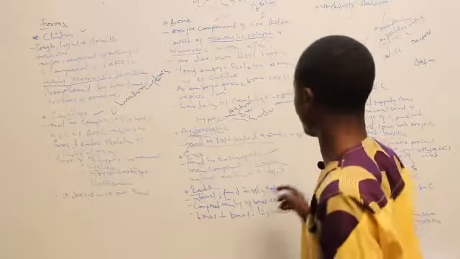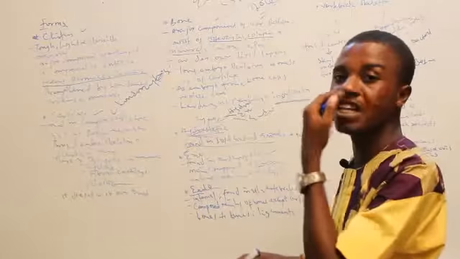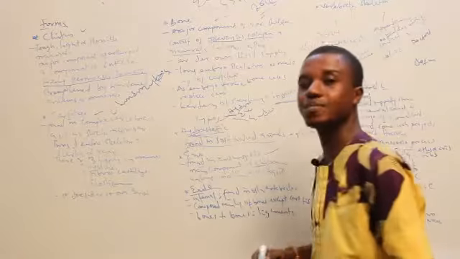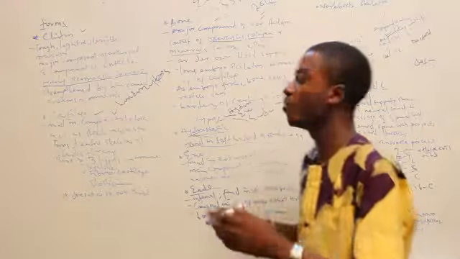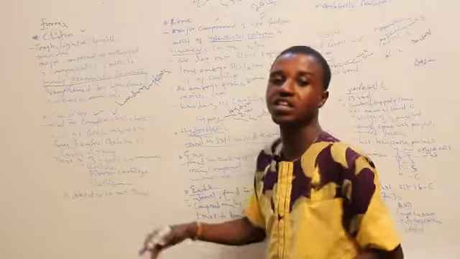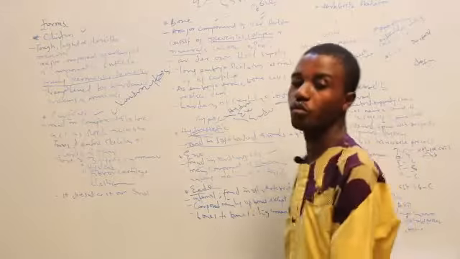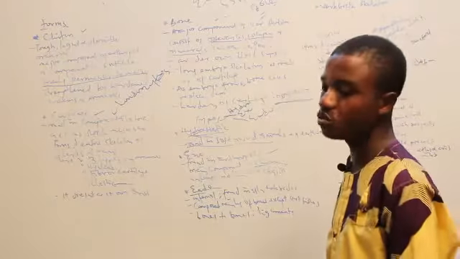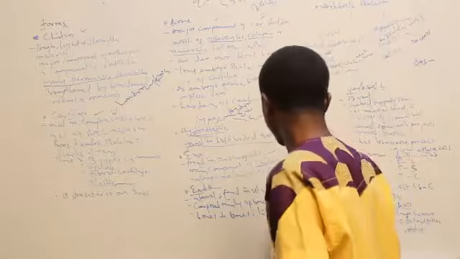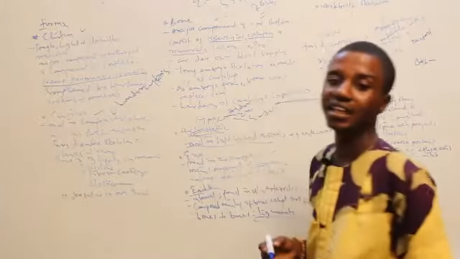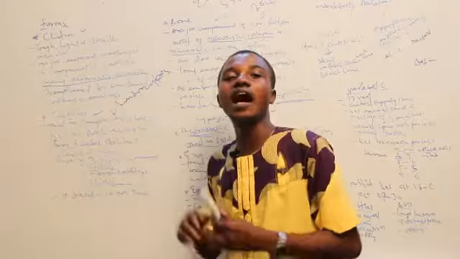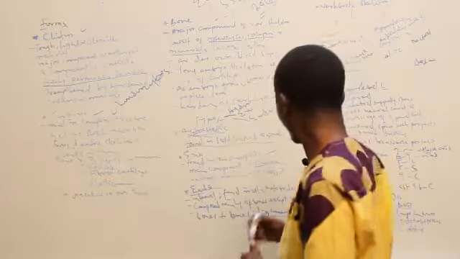Endoskeleton is an internal skeleton. It's found in all vertebrates. It is composed mainly of bones, except in cartilaginous species like the ray and the shark. Bones are attached to bones by means of an elastic fiber called ligament.